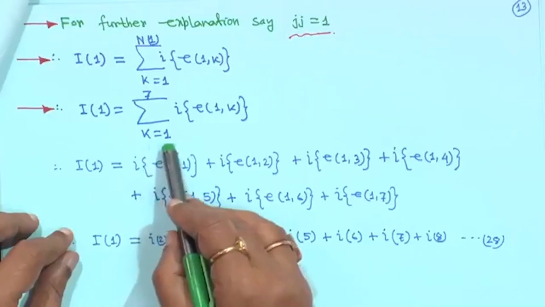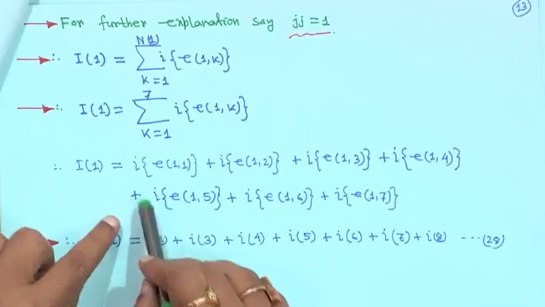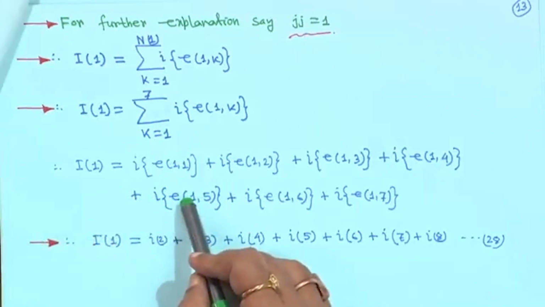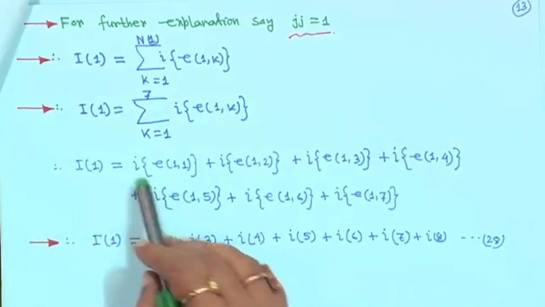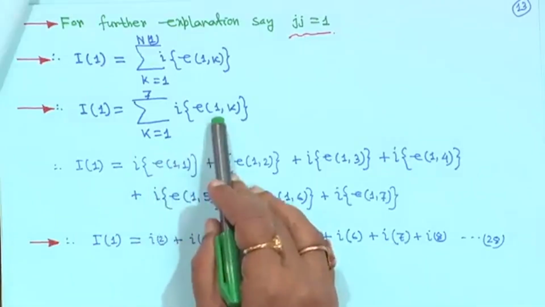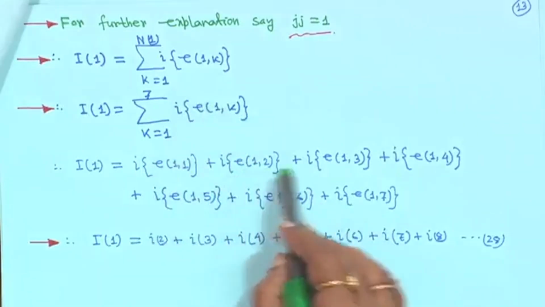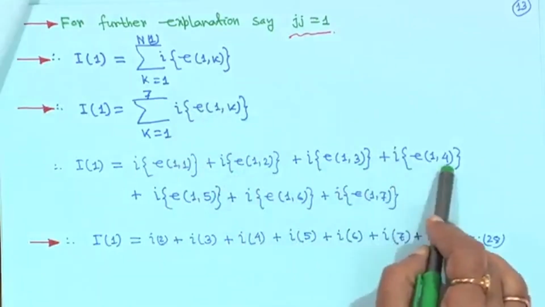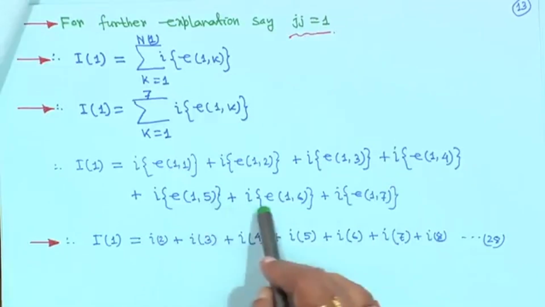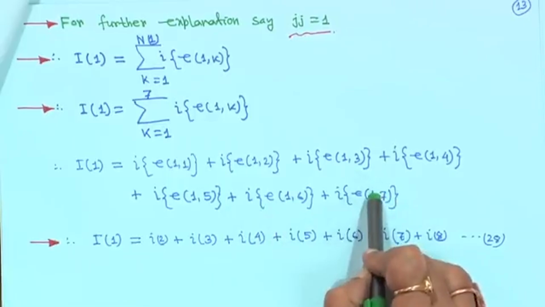So, now that means k is equal to varying 1 to 7, right. Now, that means capital I1 is equal to, first for your clarification I am writing I in bracket, I am writing E1 1 plus, because JJ is equal to 1 and k is varying 1 to 7. So, I E1 2 plus I E1 3 plus I E1 4 plus I E1 5 plus I E1 6 plus I E1 7, this way I am breaking it.